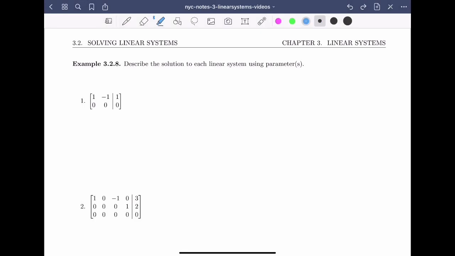Welcome back. In this video, we'll practice using parameters to describe solutions to linear systems. We'll also define the general and particular solutions to a linear system. In this example, we need to describe the solution to each linear system using parameters.